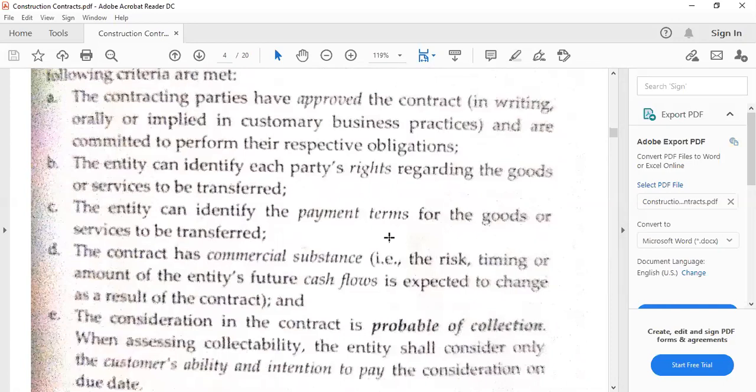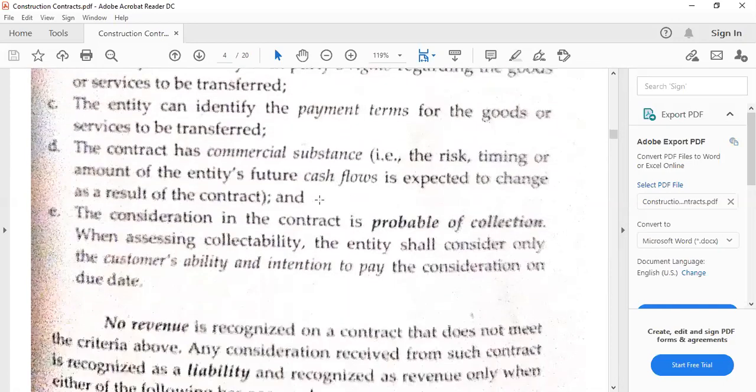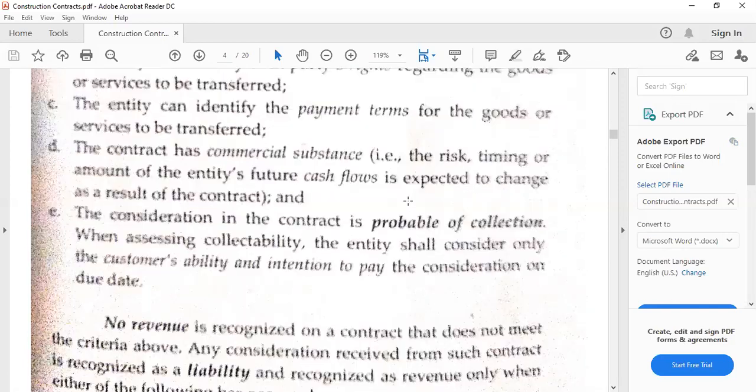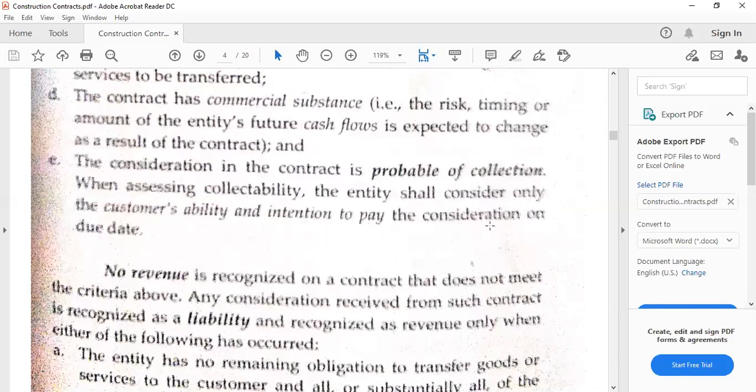Then the rights should be there, payment terms, commercial substance, which means that there is an additional value in terms of cash flows in the contract, and it is probable that the consideration will be collected. So take note that all of them should be satisfied in order for the revenue to be recognized.